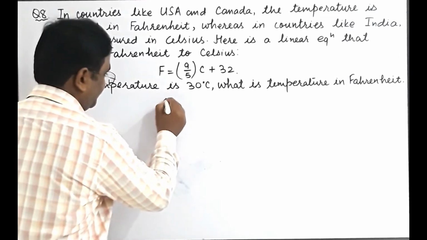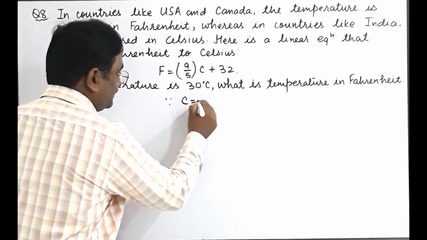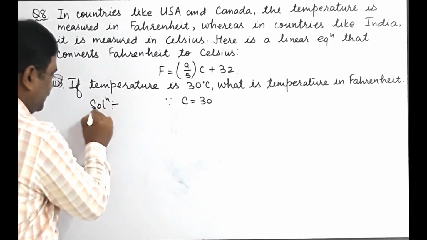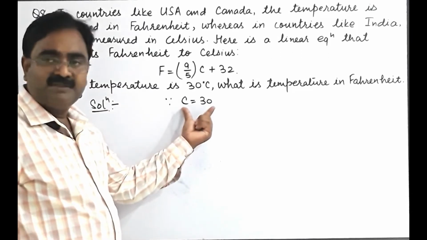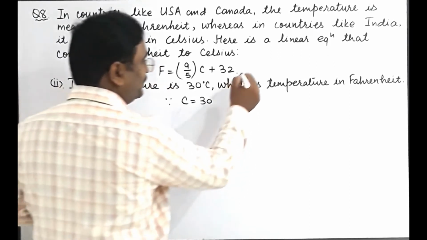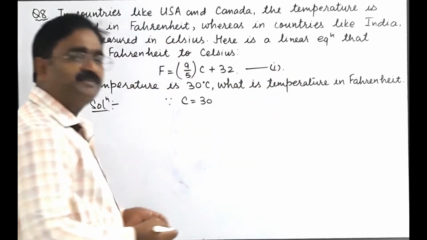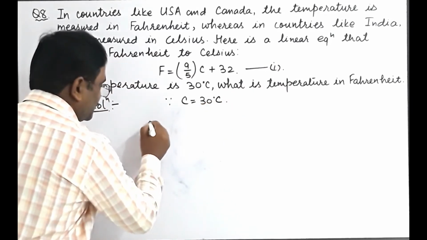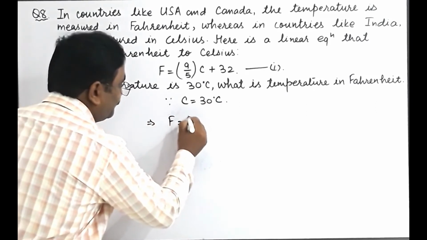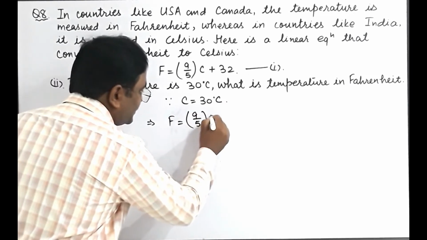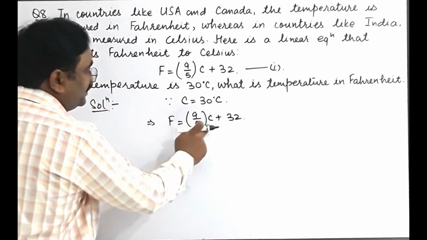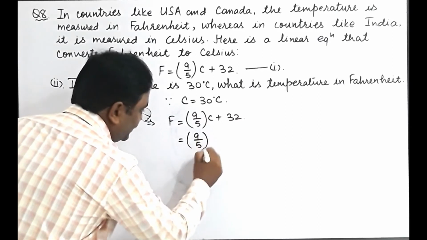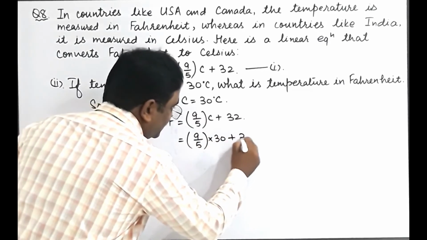So since C is given 30 degrees Celsius, in the solution of the second part, substitute this value of C in the given equation, we will get the temperature in Fahrenheit. The temperature is 30 degrees Celsius. So since you have the equation F equals 9 upon 5 C plus 32, now substitute here the value of C, which is 30. So F equals 9 upon 5 into 30 plus 32.